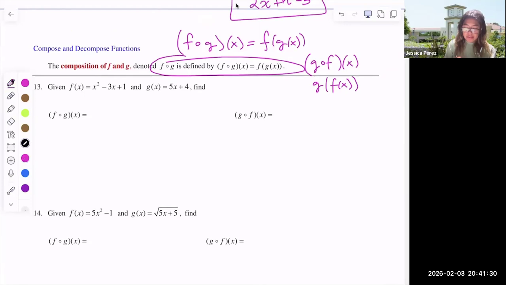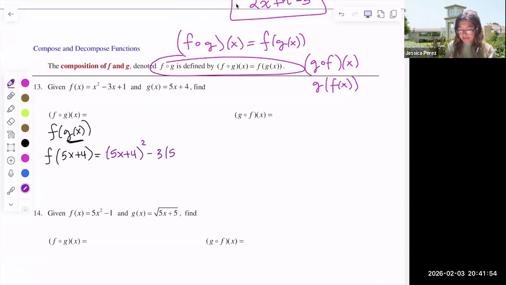So the first part is f of g of x. That means you're substituting the function g into f. So this is f of 5x plus 4. Everywhere you see an x in f, you now put 5x plus 4. So you'll have 5x plus 4 quantity squared minus 3 times 5x plus 4 plus 1. That's not solving anything. That's just substituting. Of course, I'm going to have to multiply this out.